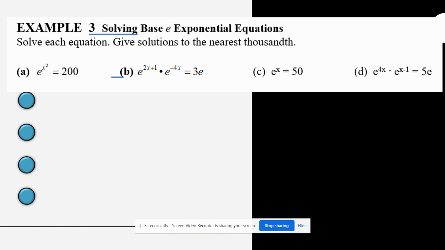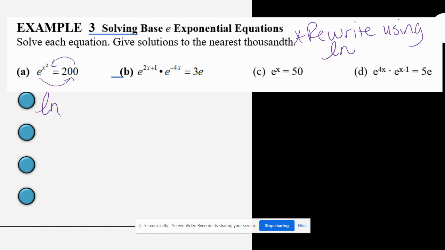Base e exponential equations. Remember that natural logs go with base e. So we would rewrite using ln for natural log. For example A, we start with the natural log, left, right, center. We have log base e of 200 is equal to x squared.